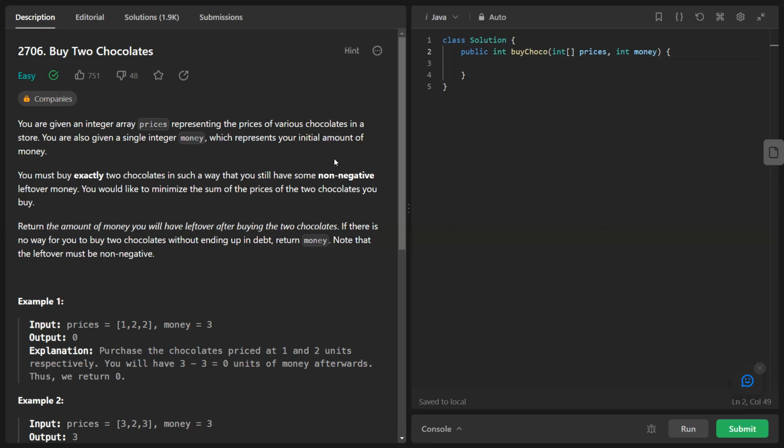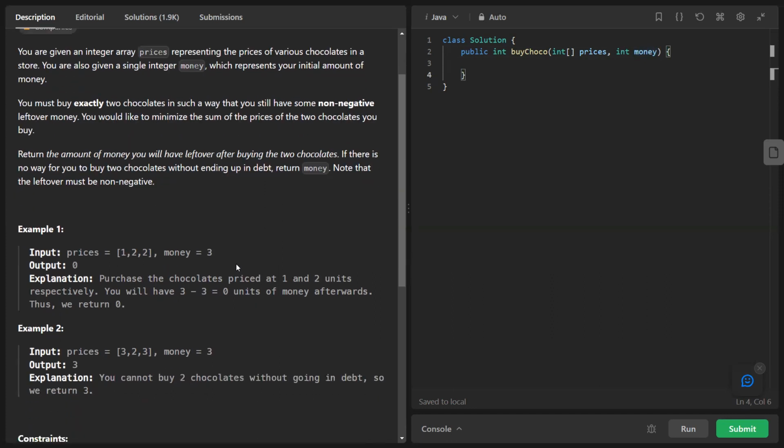Suppose you go to some next shop and there is no chocolate of 1 rupee. The least priced chocolate will be 10 rupees. So in that case, you cannot buy two chocolates. So then you will return home with the entire money. You will not make any purchase in that case.